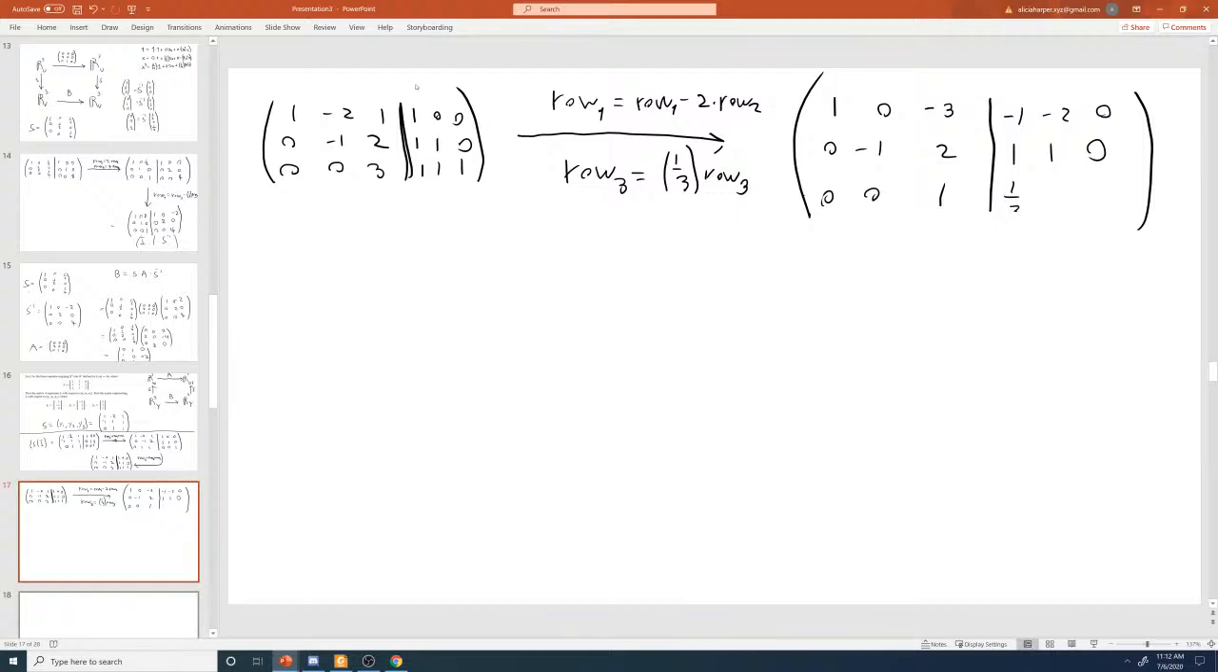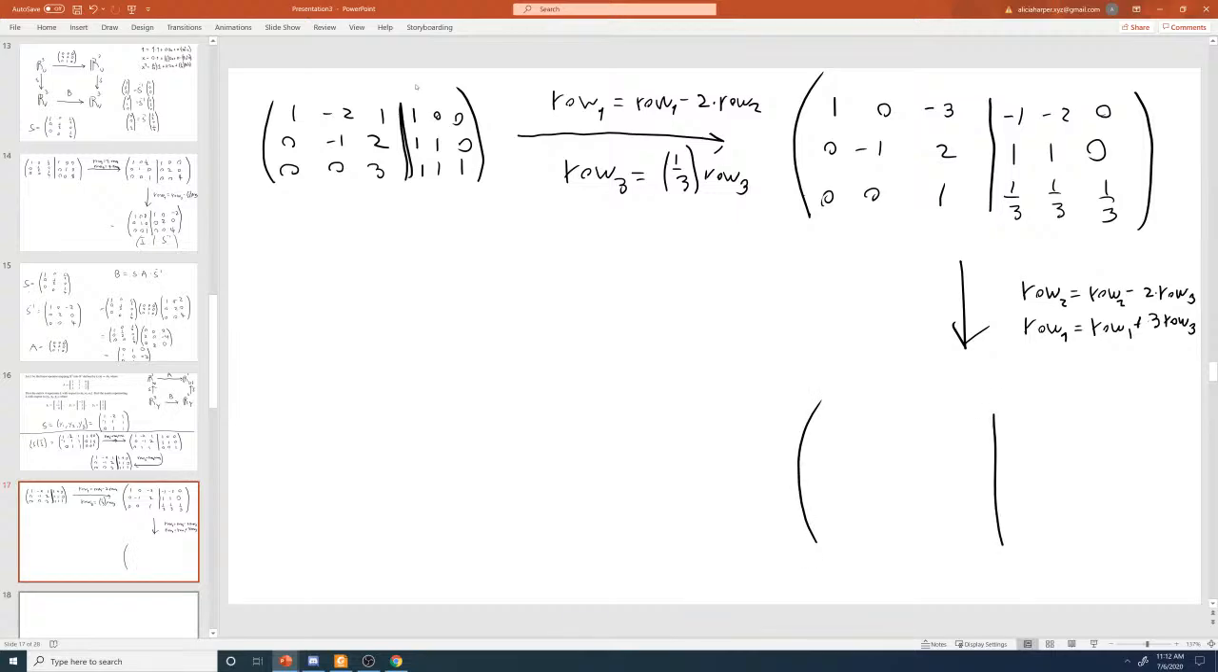This is 1, this is 1/3, this is 1/3, this is 1/3. Next thing I'm going to do is set row 2 to be equal to row 2 minus 2 row 3, and then row 1 will be equal to row 1 plus 3 times row 3. And this is the calculation that we need to do.